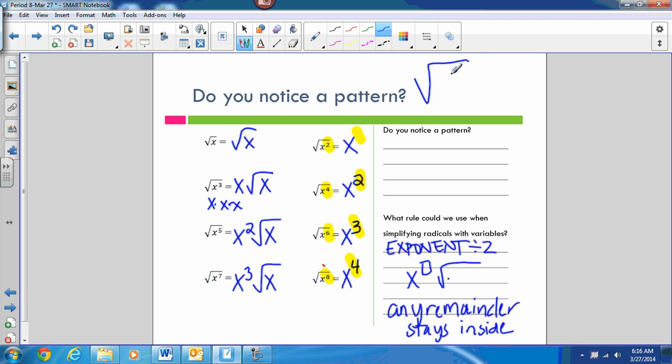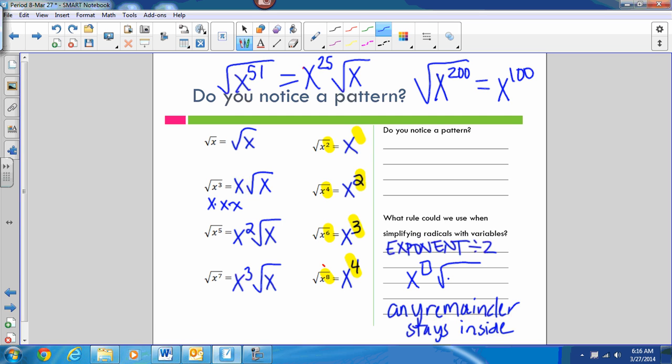If I give you something like the square root of x to the 200th power, that would become 200 divided by 2, which is x to the 100th. If I give you the square root of x to the 51, I would say to myself, okay, 51, that's 1 over 50. So 50 divided by 2 is 25, so that's x to the 25, square root of the 1 left over inside.